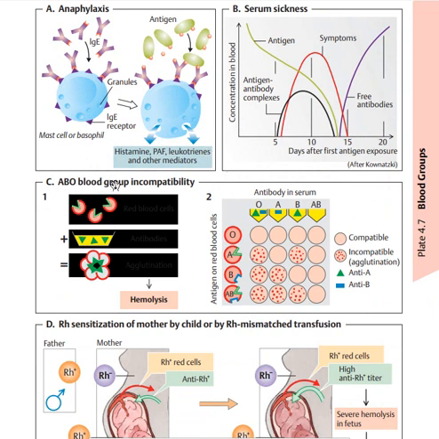Then we have the ABO blood group compatibility. We need to know that there are 4 main blood groups. We have blood group O, meaning that there is no A nor B, there is no A nor B antigen, hemolyzing, that is, anti-A or anti-B agglutinins.